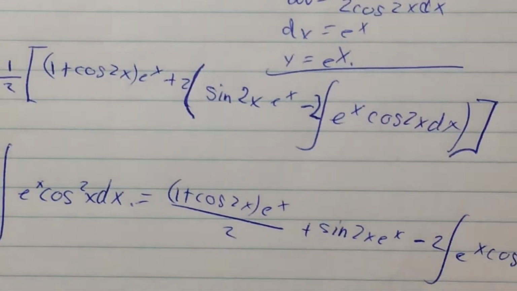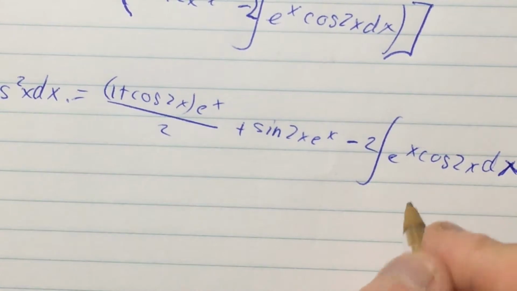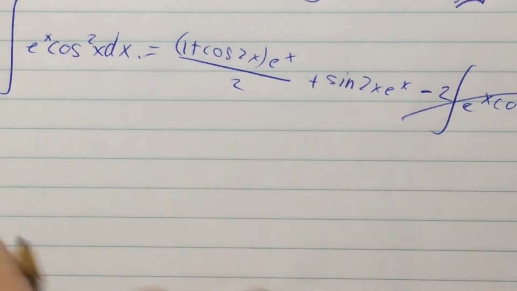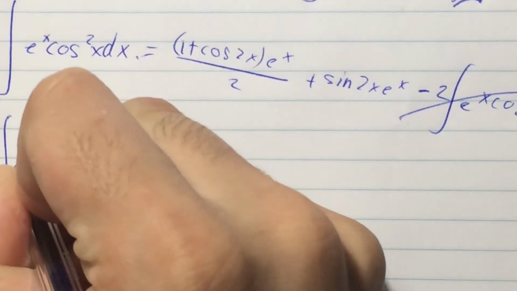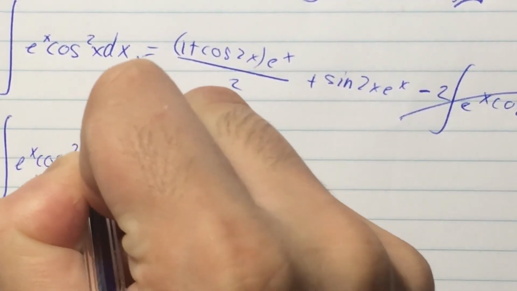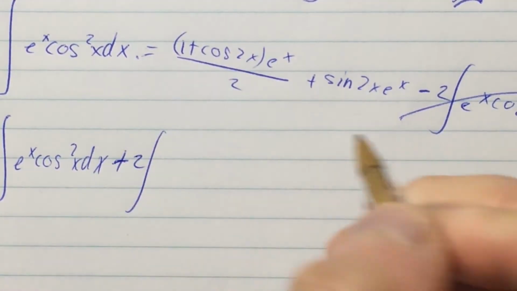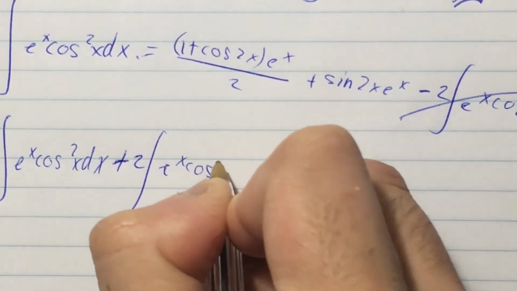And now I'm going to add this to both sides. So now I'm going to rewrite this as the integral of e to the x cosine squared x dx plus 2 times the integral of e to the x cosine of 2x dx.